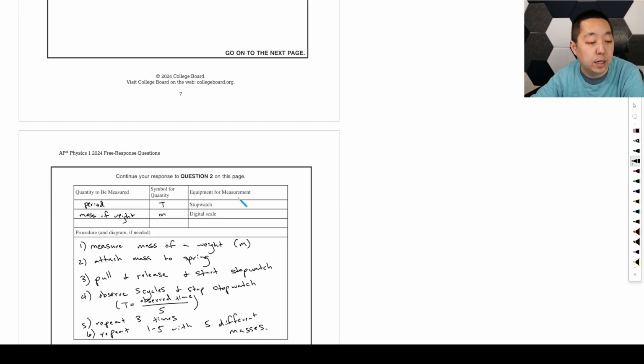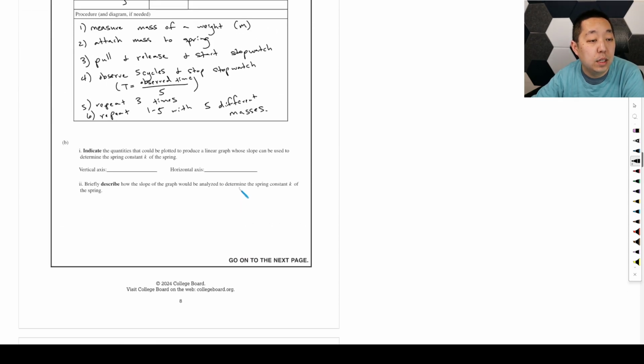Okay, so that's kind of the setup. Now, indicate the quantities that can be used to produce a linear graph whose slope can be used to determine k. So what we're going to use is T is 2 pi root m over k. I want k to be my slope, so I'm going to square both sides. There's a lot of ways you can do this, honestly. And move k to the T squared, so k T squared is equal to 4 pi squared m. And so I want k to be my slope. So this is going to be my y value, so my vertical axis could be 4 pi squared m, and then my horizontal axis could be T squared.